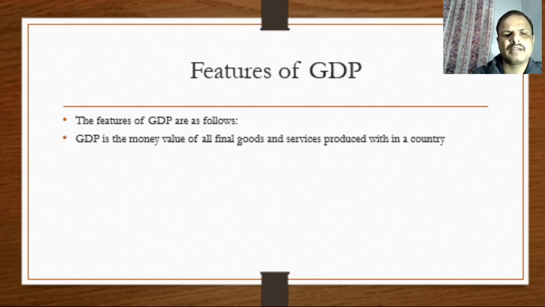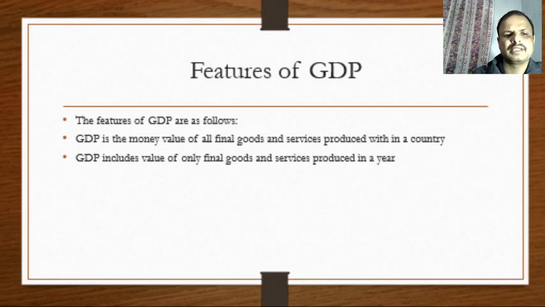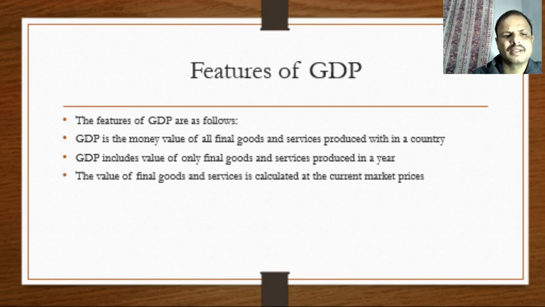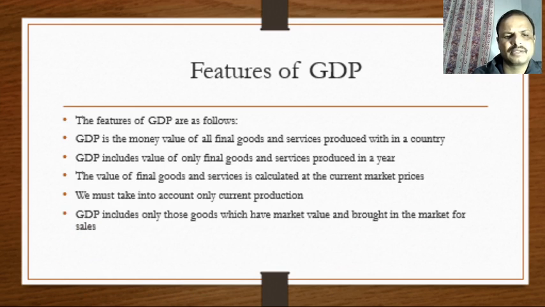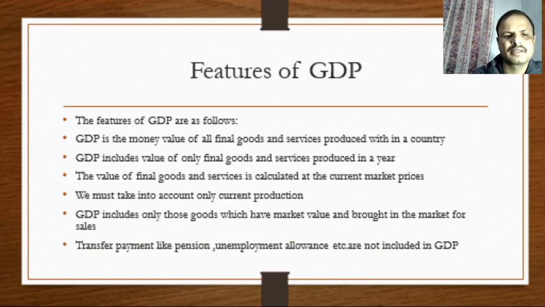GDP is the monetary value of all final goods and services produced within the country. GDP includes the value of only final goods and services produced in a year. The value of final goods and services is calculated at the current market price. We must take into account only current production. GDP includes only those goods which have market value and are brought to the market for sale.